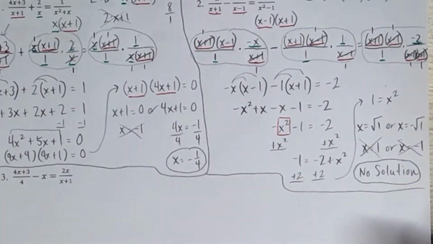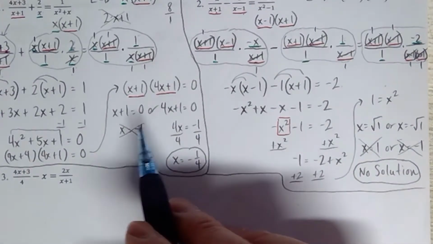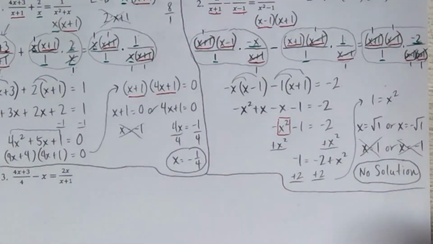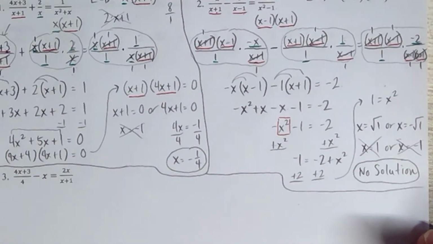So you just check the ones you got, get rid of the bad ones, keep the good ones, and go ahead and circle the good ones. If there are no good ones, you say no solution. Okay, one more to go here.